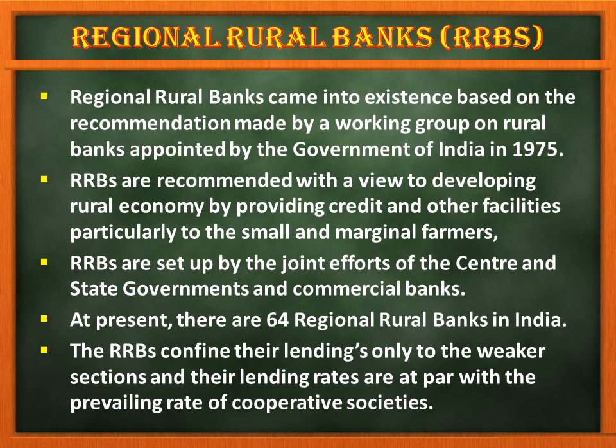So these are all about the regional rural bank. It was set up in 1975. It was mainly set up to give credit facilities to the small and marginal farmers. It was a joint effort of the center, state and commercial banks. At present there are 64 regional rural banks. So these banks provide money only to the weaker section, and the lending rates are at par, equal with the prevailing rate of the cooperative societies.